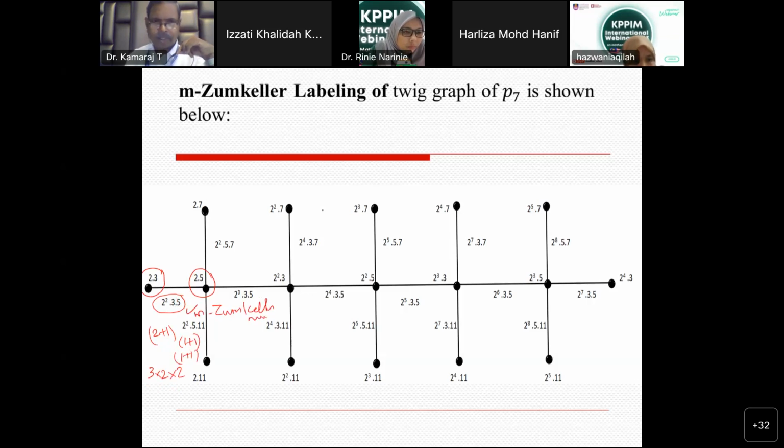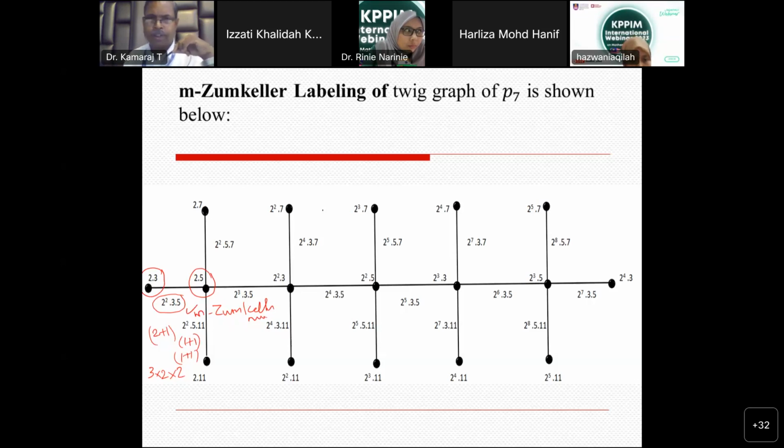Like this, we are assigning the labels for each of the vertices in the other places, so that the label of each of the edges connecting those vertices will be a Zumkeller number. There is an algorithm there, because if you do it randomly, it will be very strenuous.